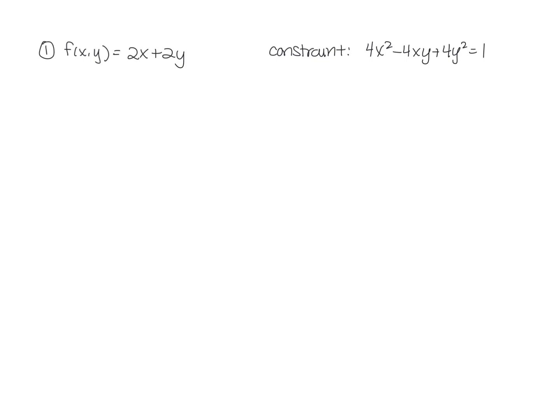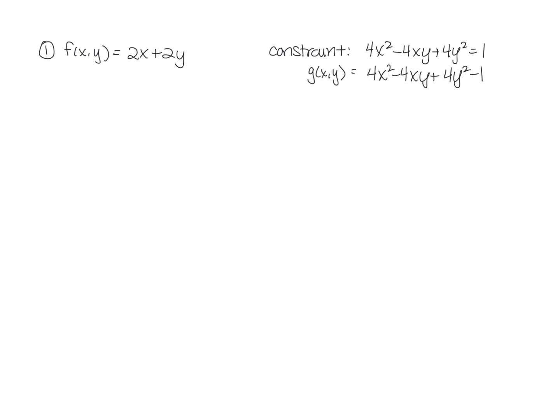All right, this is problem number 1 from the Lagrange Multipliers homework. The problem I got was that the function f of x, y is 2x plus 2y, and it says it has an absolute min and max, subject to the constraint of 4x squared minus 4xy plus 4y squared equals 1. What I'm going to do first is, the Lagrange multiplier process says that I am going to first rewrite this constraint to be my g of x, y, which would be 4x squared minus 4xy plus 4y squared minus 1.